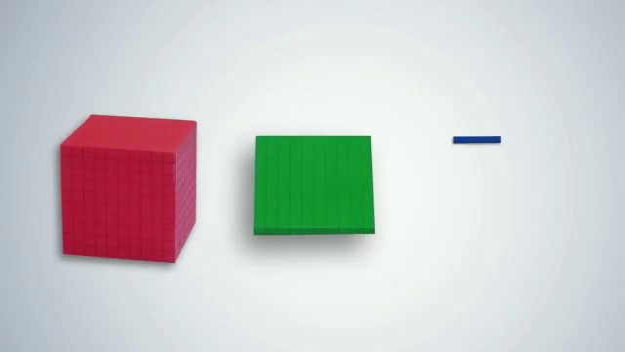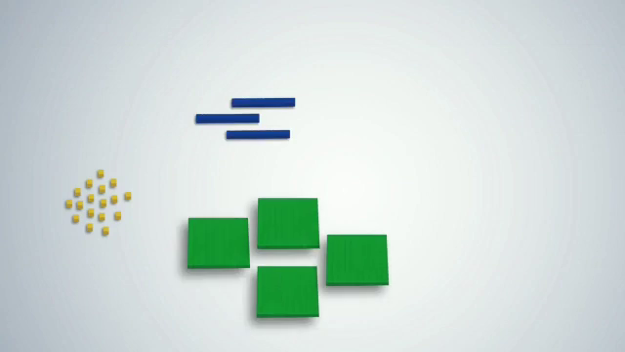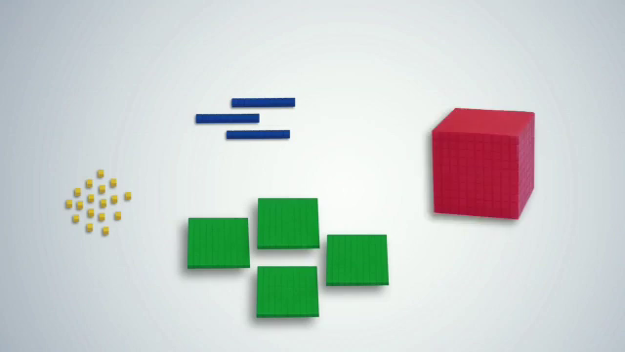Show students the base 10 blocks and introduce them to the rule of grouping by 10. Yellow cubes represent ones or units, blue rods represent tens, green plates represent hundreds, and the red cube represents 1,000.